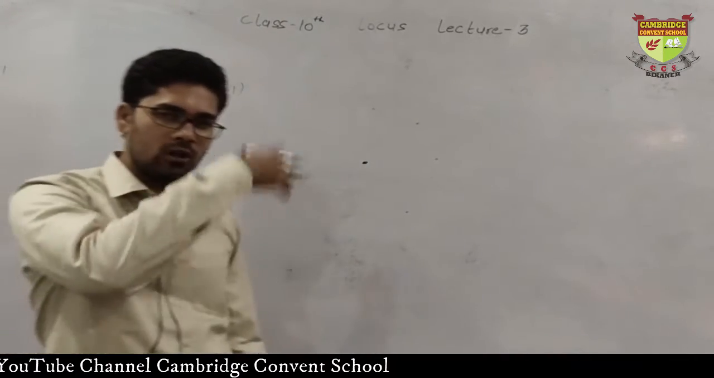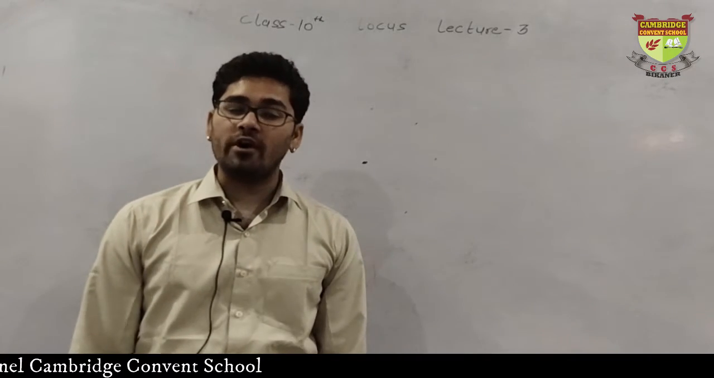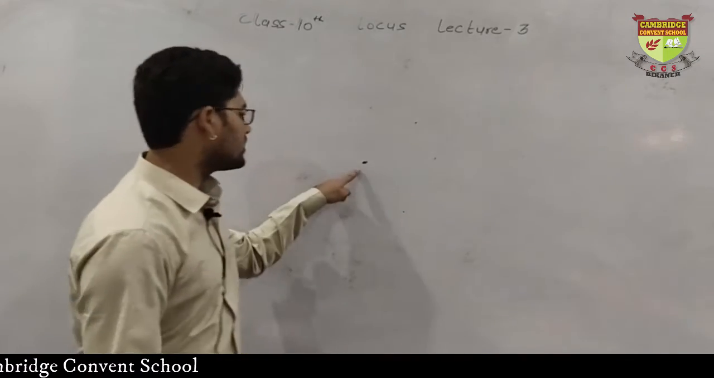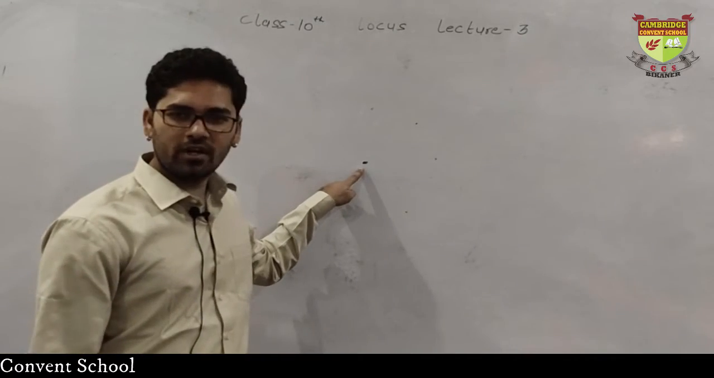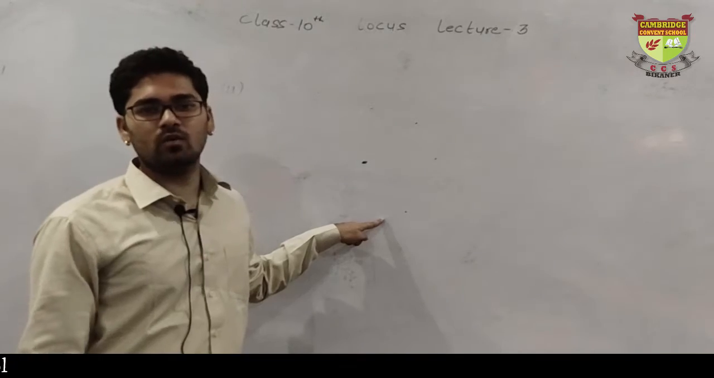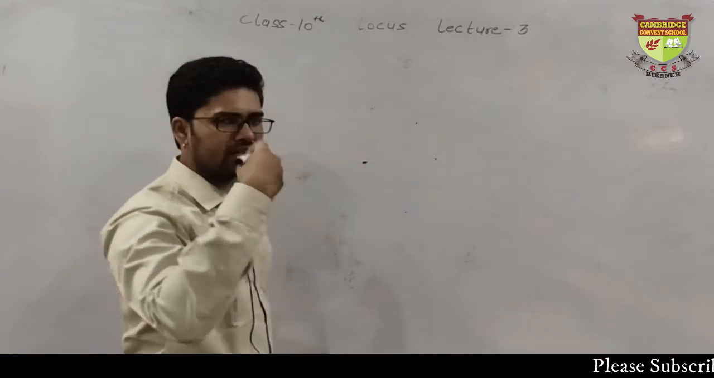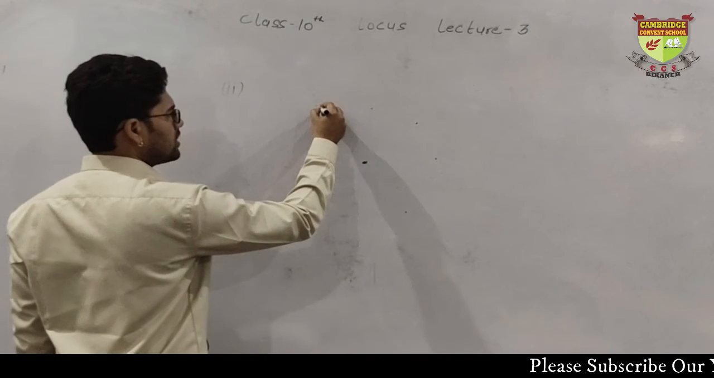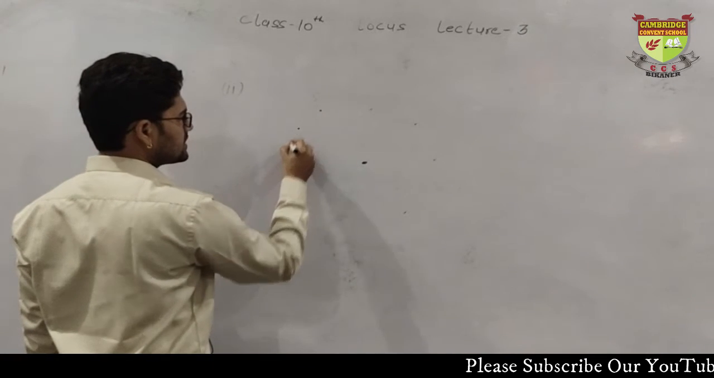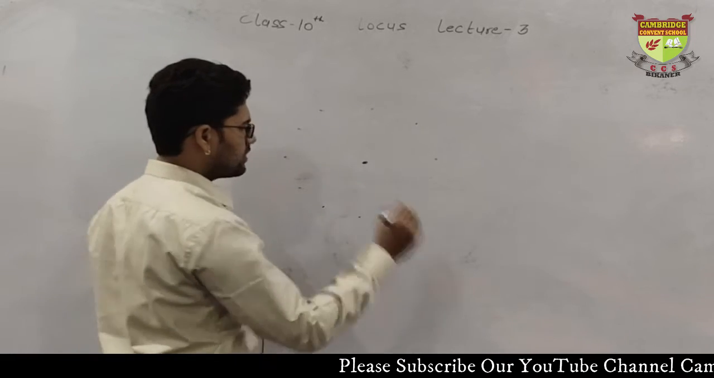Why am I drawing all the points at equal distance? Because this is what the question says. All the points are equidistant from the certain point. This is the certain point, the fixed point. These points must all be at equal distance from this particular point. So I am assuming the distance of 7 centimeter. Again the same distance. All the points are at equal distance.